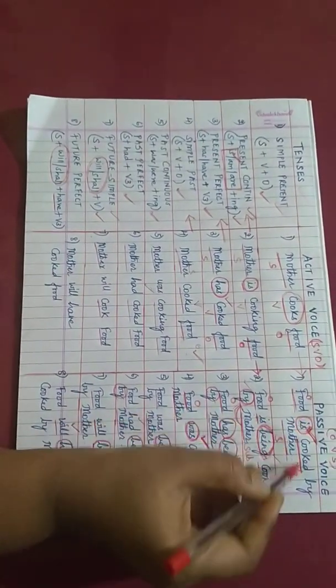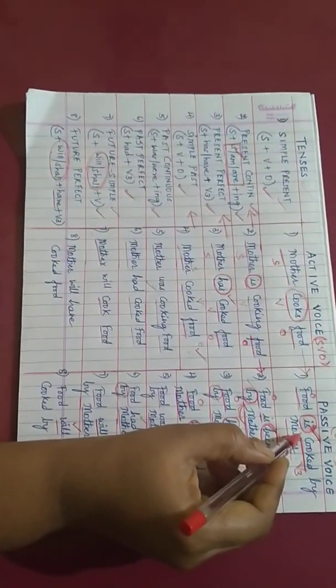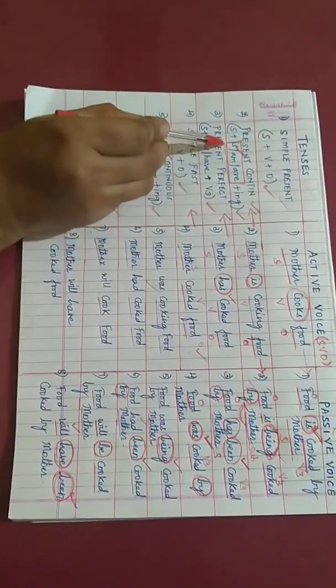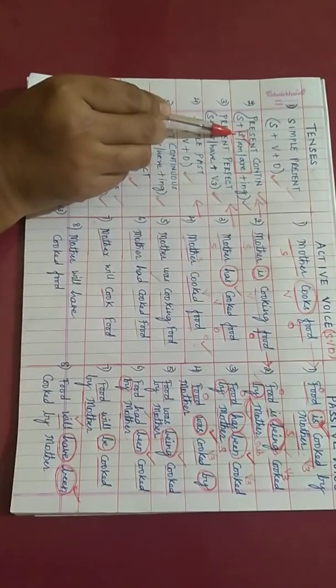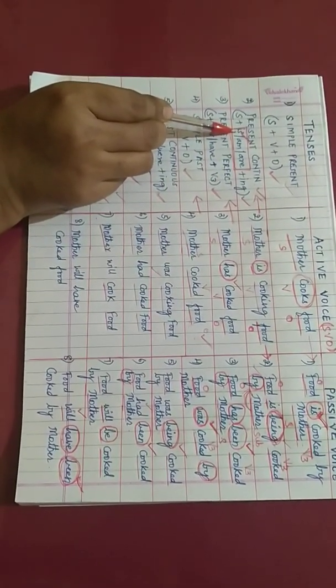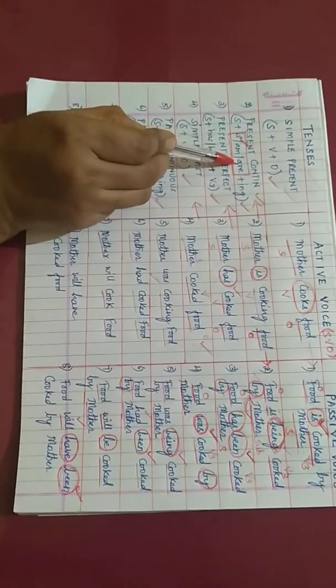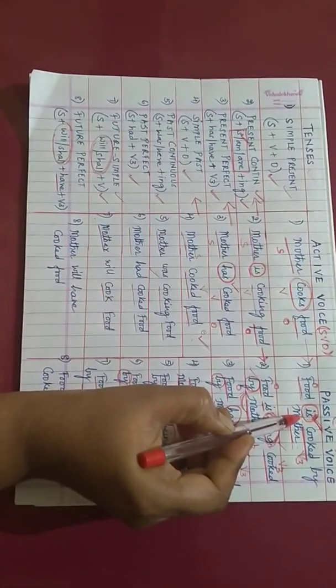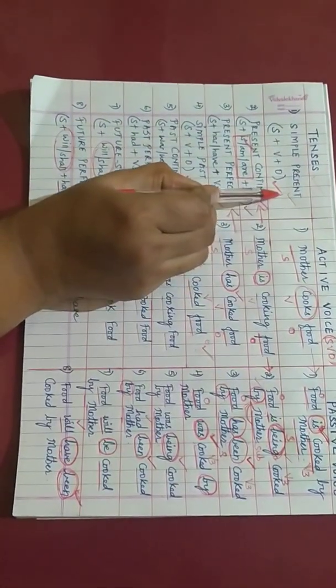Now this helping verb is, from where have we taken it? It is being considered from the present continuous tense helping verbs. Can you all see here? These are present continuous tense helping verbs: is, am, are. So we have considered the helping verb is from here towards the passive voice of simple present tense.